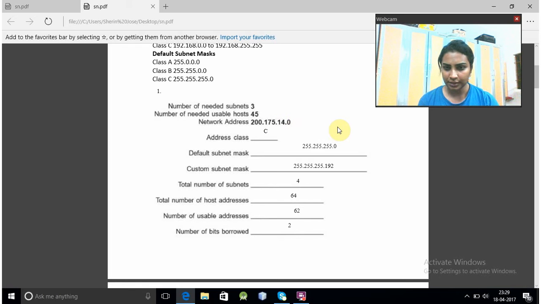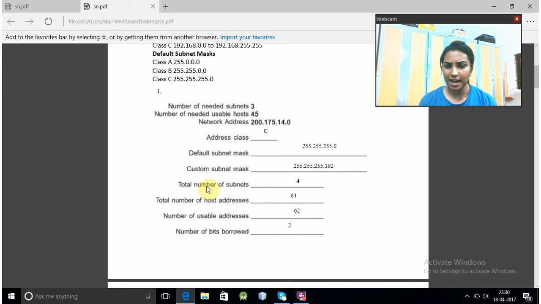we'll have an 8-bit portion, and the first 2 bits will be borrowed. Since we need 3 subnets, we'll be borrowing 2 bits, that is 2 to the power 2, so we'll have 4 subnets in total. So in need of 3 subnets, we'll be borrowing 2 bits. When we borrow 2 bits, it will be 00, 01, 10 and 11. For the custom subnet mask, when we add 64 plus 128, that is 192, the 11 gives 192.